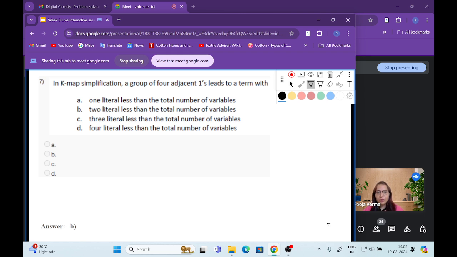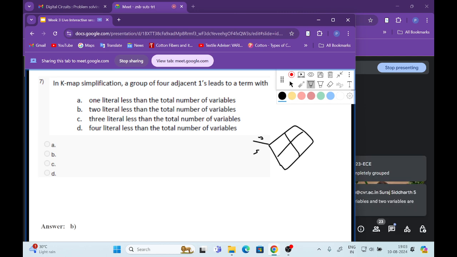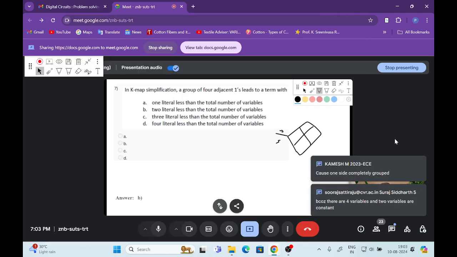In K-map simplification, a group of 4 adjacent ones leads to a term with. So as we know, a group of 4 cells, right? Group of 4 cells means this one. That means how many variables will be there? 2, right? X, Y. So okay. And this group of 4 cells, if all are ones, then they can make a quad. So it will eliminate only 2 variables.